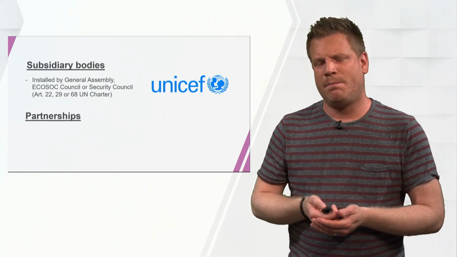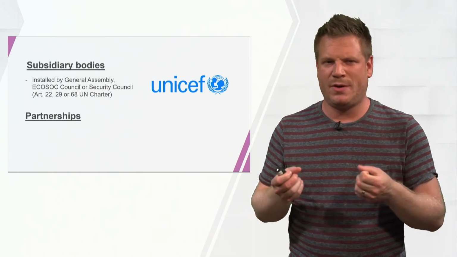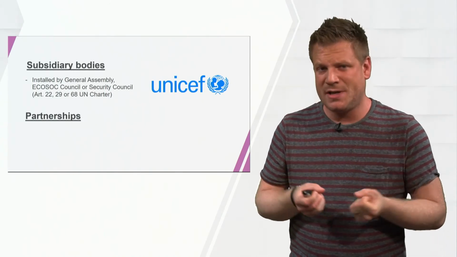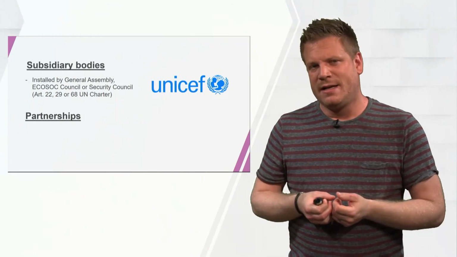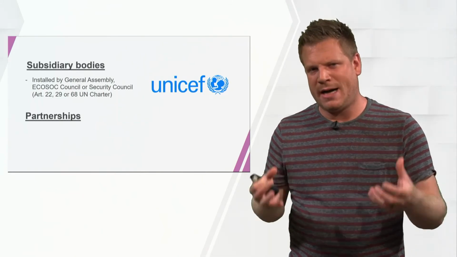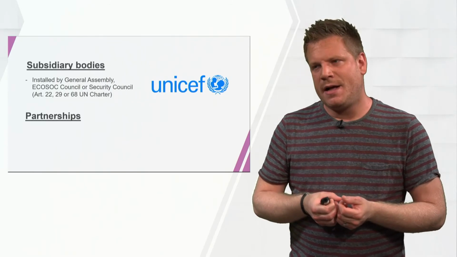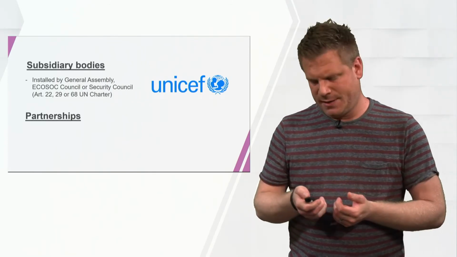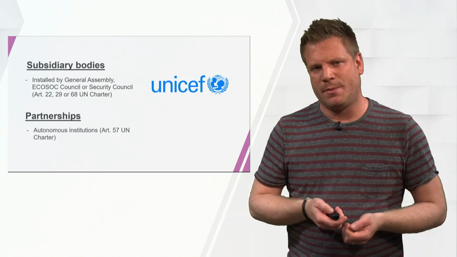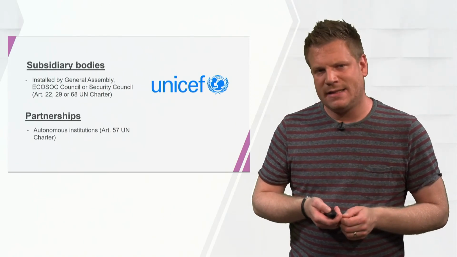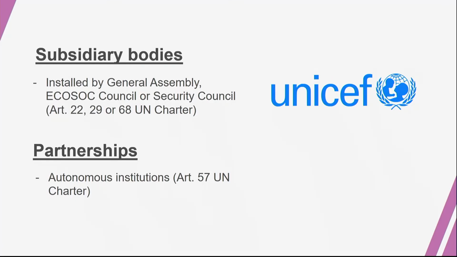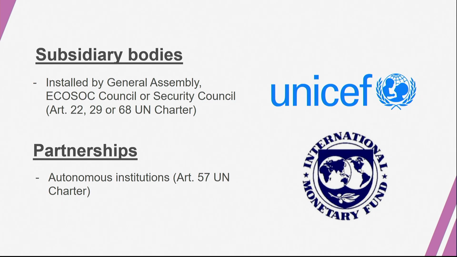Another possibility to cooperate with other institutions is to create a partnership. So these bodies are not a part of the UN family, so to say. They are connected to the United Nations as such, but they act autonomously. They can join a partnership with the United Nations under Article 57 of the United Nations Charter. Famous examples are the Bretton Woods institutions. Among them is the International Monetary Fund.